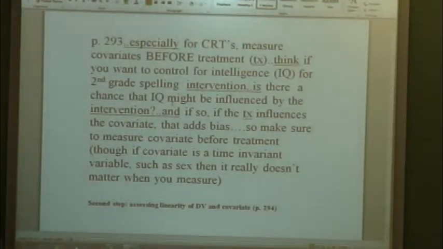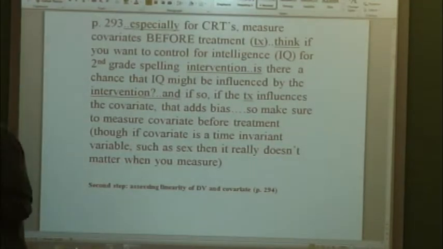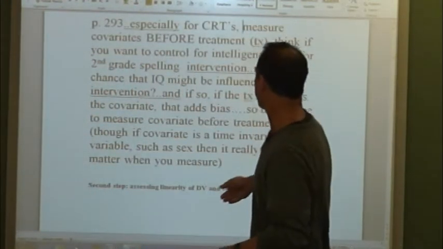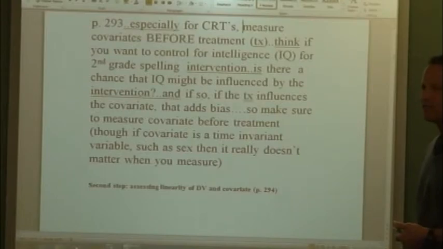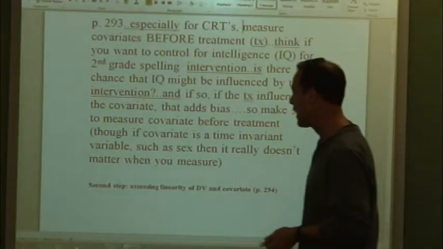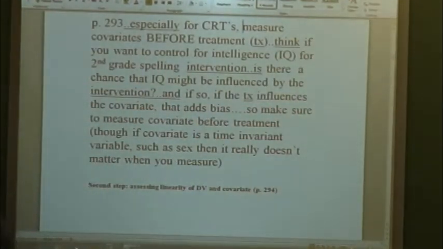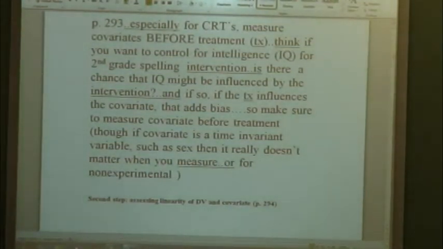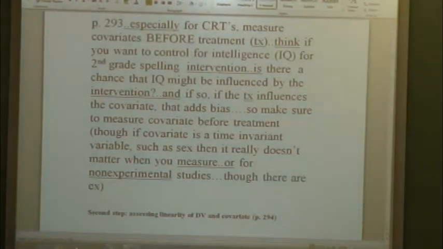Controlled, randomized trials. There you go. Excellent. Although if a covariate is a time-invariant variable, such as sex, then it doesn't really matter when you measure, right? Or for non-experimental studies. Though, there are exceptions.